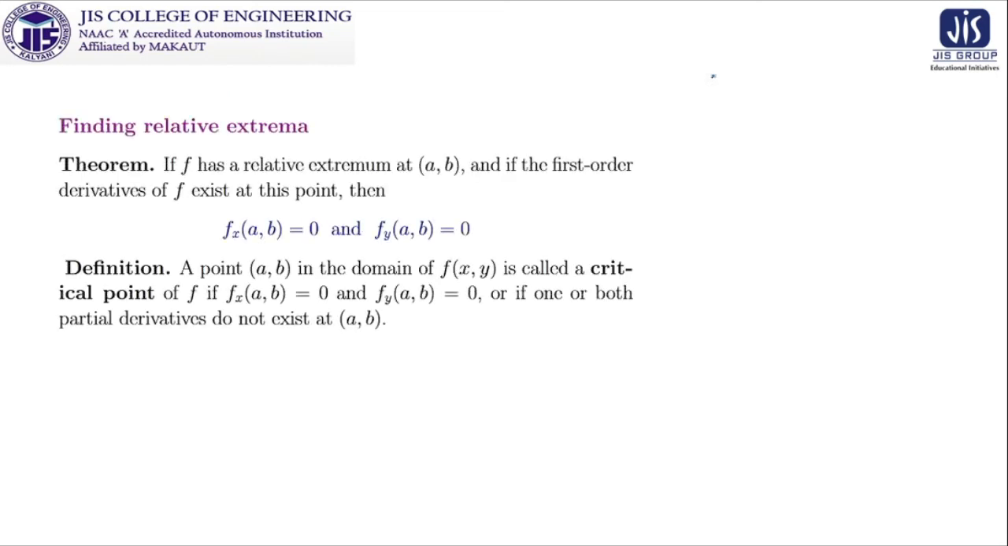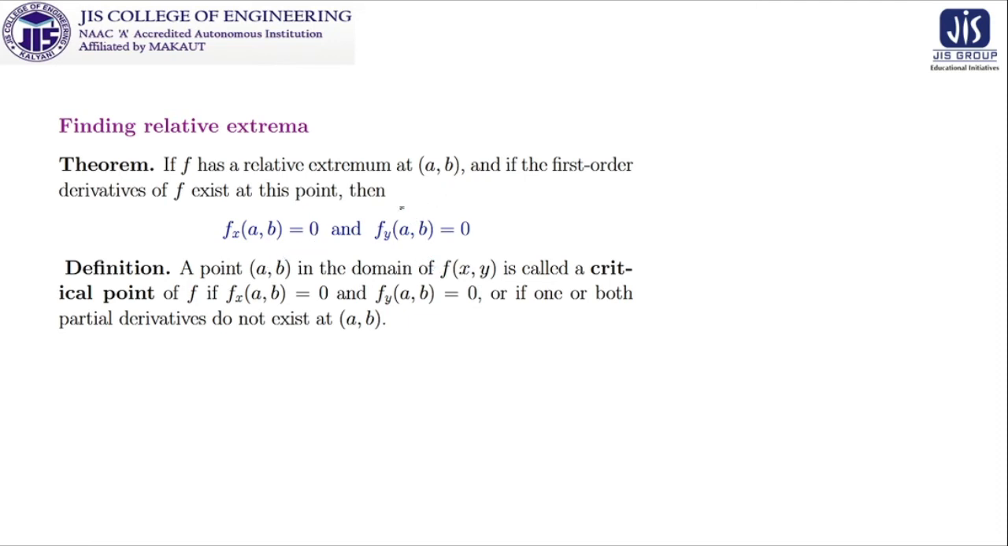Now we are most probably confident about the idea of relative and absolute maxima and minima of several variables. Now our job is to find the tools. For finding relative extrema, we have a very important theorem, because all the pictures are now clear to you. You just have to link this information. If f has a relative extremum at (a, b), and if the first order derivatives of f exist at this point, then fx(a, b) equals 0 and fy(a, b) equals 0, means their partial derivatives will be 0.